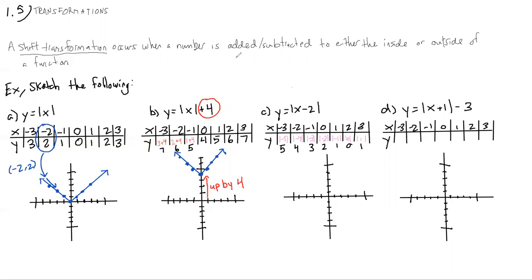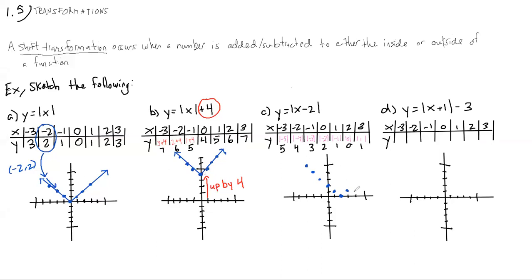So let's plot my points. I have -3 and 5, -2 and 4, -1 and 3, 0 and 2, 1 and 1, 2 and 0, and then 3 and 1. And so the shape right now isn't quite looking the same, but that's because that key point, that vertex, has actually moved over a little bit.